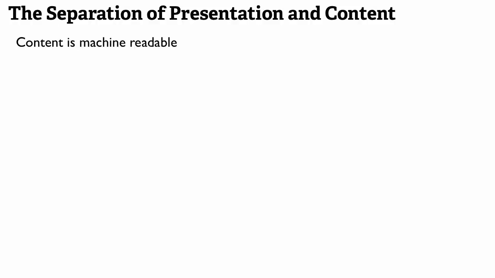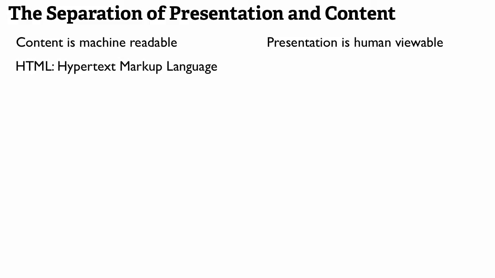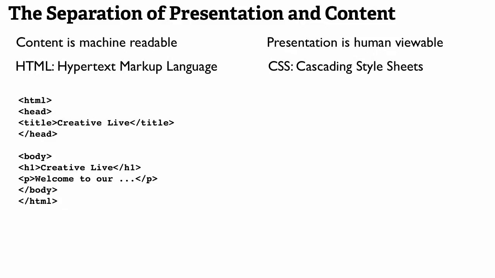Content is machine readable. This is what the browser reads. This is what Google reads. This is the HTML document. Presentation is human viewable. This is how we use CSS to change the appearance of the HTML. So HTML, hypertext markup language, CSS, cascading style sheets. The HTML is naked, raw, unstyled HTML code. It's a markup language. It just basically says, this is a heading, this is a paragraph, this is a link, this is an image. CSS is a presentation language which says, take that heading, take that paragraph, and make them have a certain appearance.